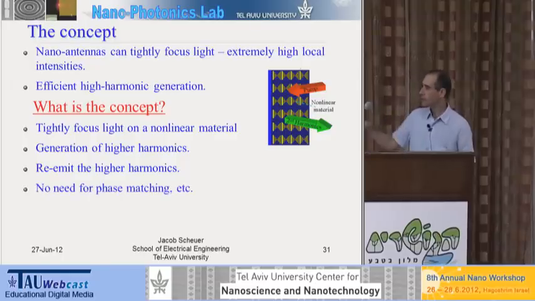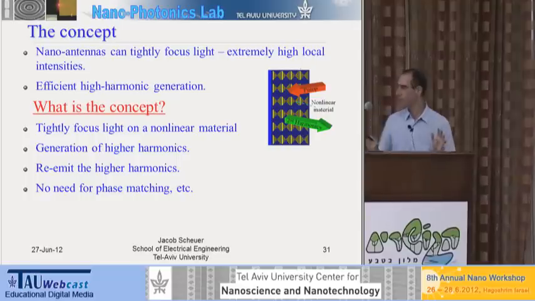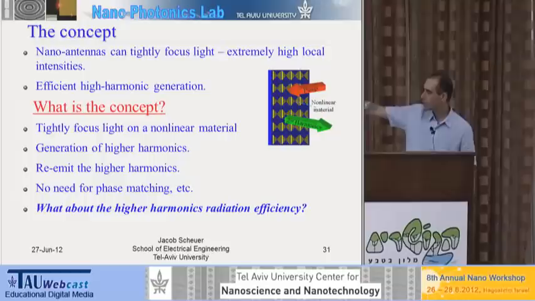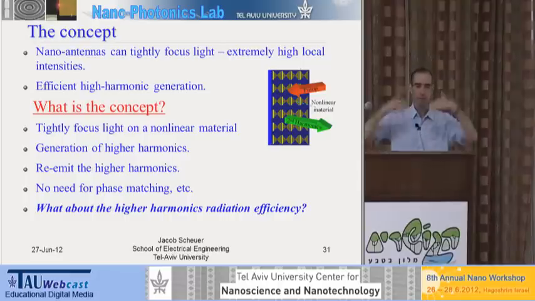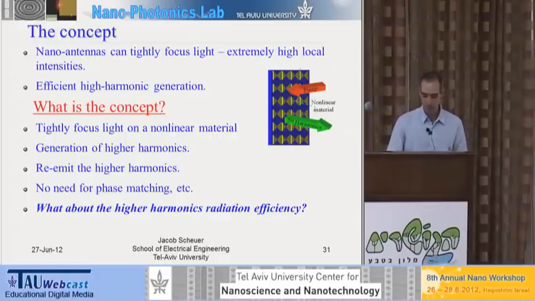The good thing here, if you know a little bit about nonlinear optics, is that there's no need for phase matching, which is one of the issues, not a problem, but an issue in, let's say, bulk or volume nonlinear optics. But there's a major question here. What about the radiation efficiency of the higher harmonics? We want our antenna to be able to absorb light in harmonic one and emit it in the second harmonic. So it has to be an extremely broadband antenna. It must cover a complete octave, maybe even more than that.